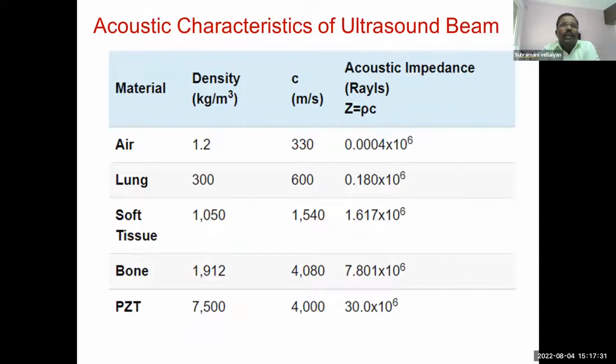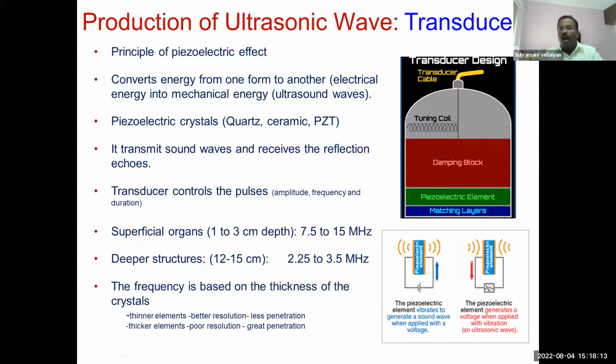As we know, every medium or material has a different density. When sound travels through different densities, the speed of sound, nothing but the acoustic impedance, will differ. Based on the different material and density, the acoustic impedance will be different. For air, the acoustic impedance is 0.004 times 10 to the power 6. For soft tissue, it is 1.6 times 10 to the power 6, whereas for bone, the impedance is 7.8 times 10 to the power 6. So this is the acoustic impedance characteristics for different media or materials.